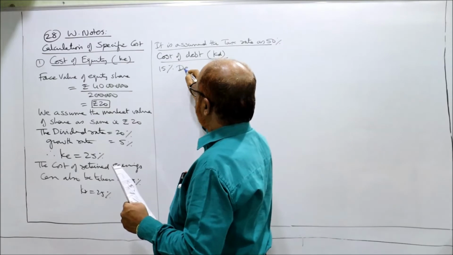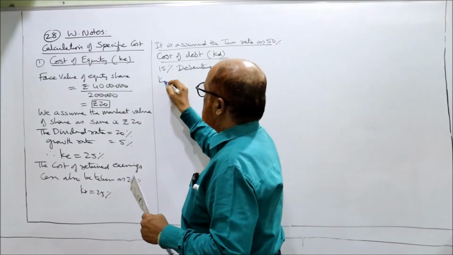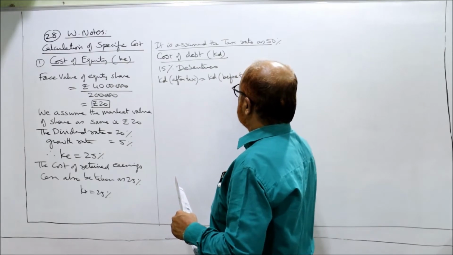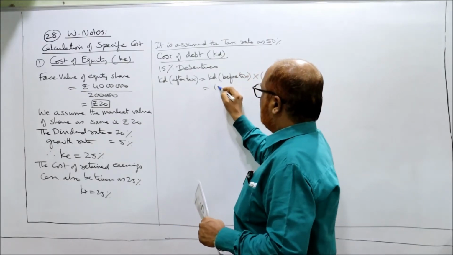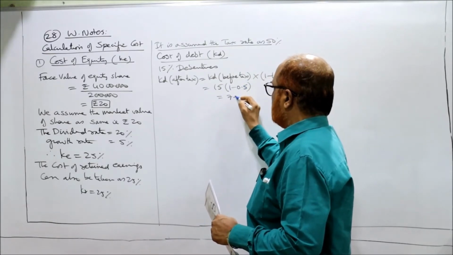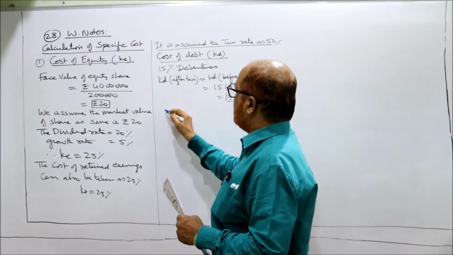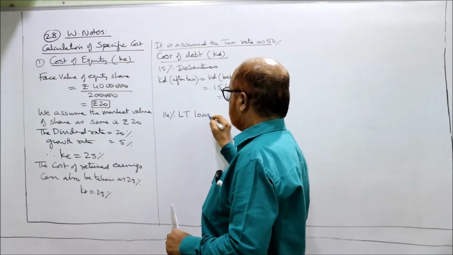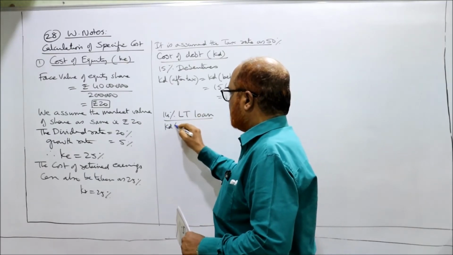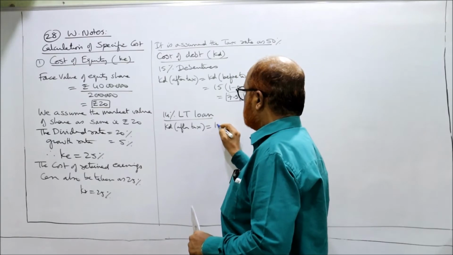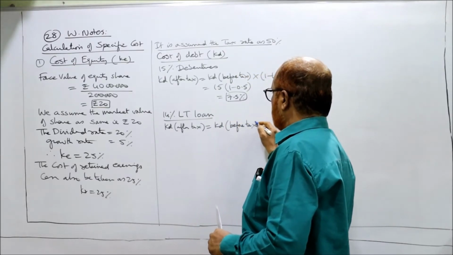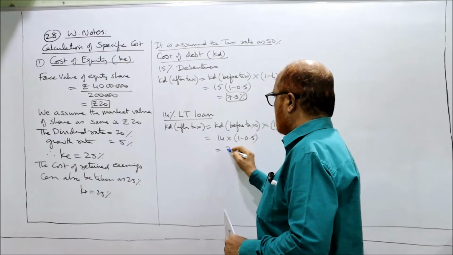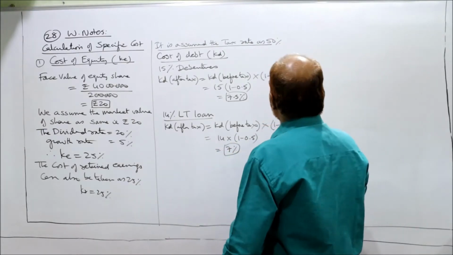15% debentures. So KD after tax is equal to KD before tax into 1 minus T. So 15 into 1 minus 0.5 is equal to 7.5%. Similarly, 14% long-term loan. KD after tax is equal to KD before tax into 1 minus T. That is 14 into 1 minus 0.5, that is equal to 7%. That's it. Now we can compute the WACC.